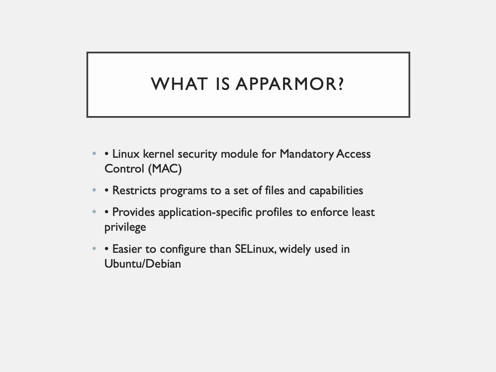All right, and so the overview of AppArmor. AppArmor is a Linux kernel security module that implements mandatory access control, or MAC. Unlike traditional discretionary access control, MAC enforces stricter security policies at the kernel level, and it restricts programs to a defined set of files and capabilities using application-specific profiles to enforce the least privilege. And AppArmor is considered easier to configure than SELinux and is widely used in Ubuntu and Debian systems.